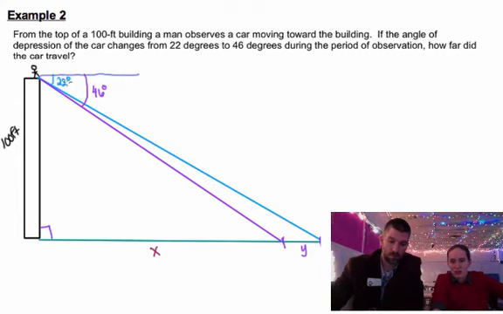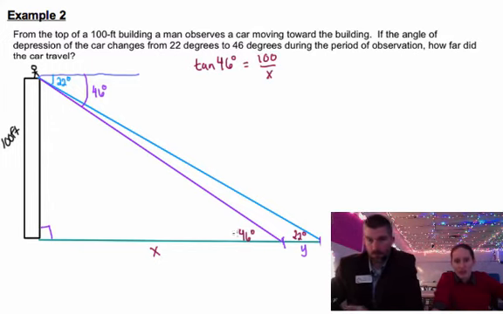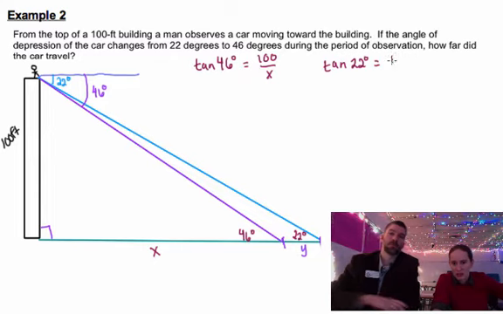So this 22 degrees goes here also in our triangle, and the 46 degrees goes here also. So we can say tangent of 46 degrees is 100 over x. And then we can also say tangent of 22 degrees is 100 over this whole long side, which is going to be x plus y.